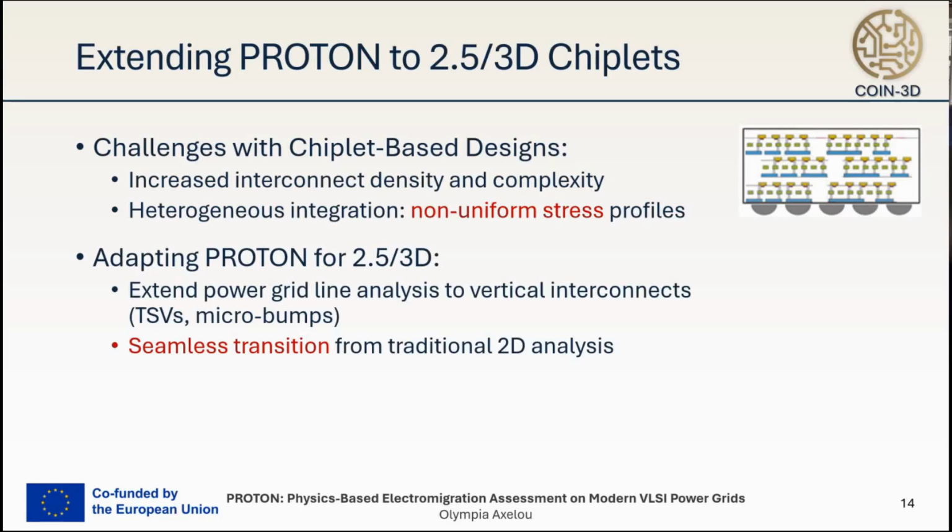To adapt Proton for this evolving landscape, the primary step is to extend the power grid line analysis to account for vertical interconnects in order to seamlessly build on the solid foundation of 2D analysis. This way, we aim for a smooth transition from the 2D analysis that we have now to 2.5D and 3D power grid analysis.